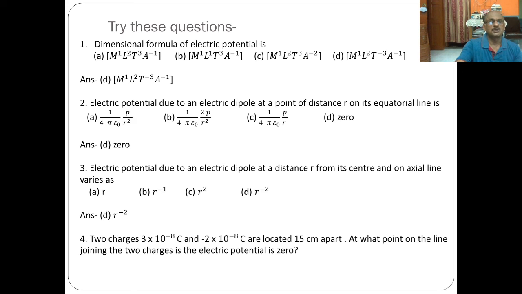Now, fourth question: two charges 3 into 10 to the power minus 8 coulomb and minus 2 into 10 to the power minus 8 coulomb are located 15 centimeter apart. At what point on the line joining the two charges is the electric potential 0? So, try this question, and next we will discuss electrostatic potential energy due to dipole.